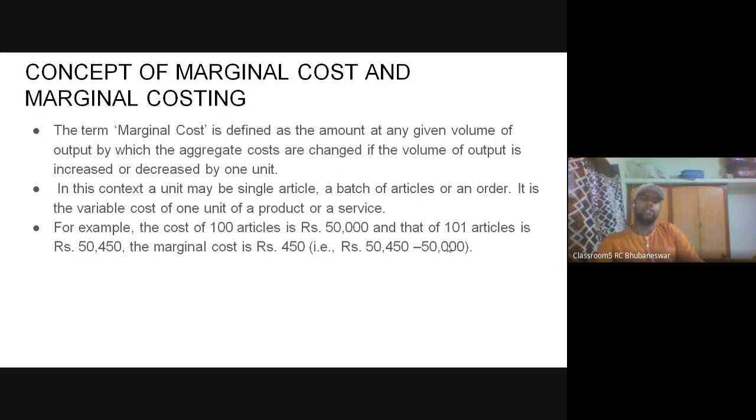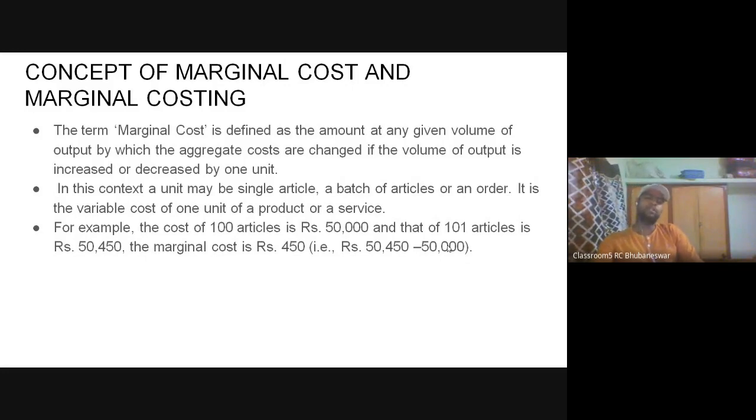What is the change you are finding in the total cost? So that is becoming the marginal cost. I had already told you about that one. In this context, the unit may be a single article, a batch of articles, or an order, or sometimes a particular quotation or order. So here it is not limited to a single article. It can also be a batch or an order, or a single product line.